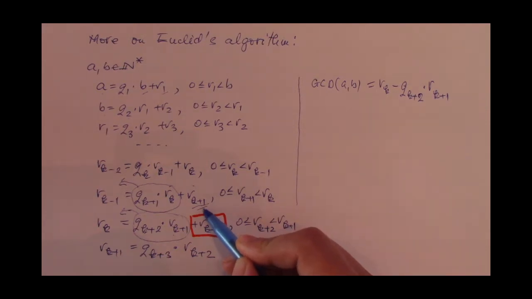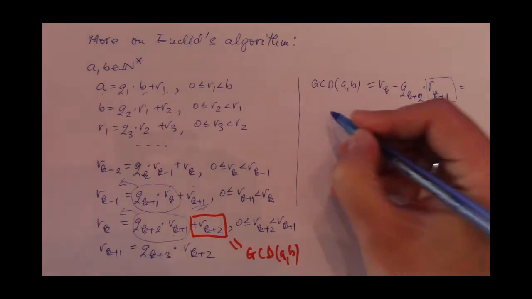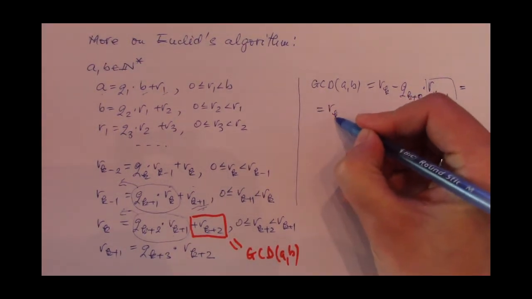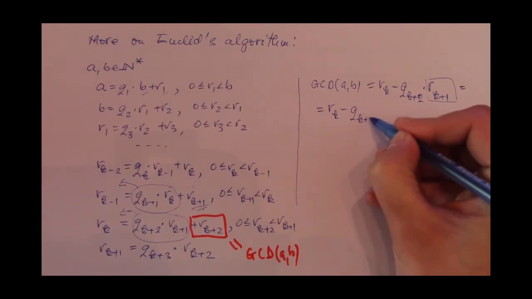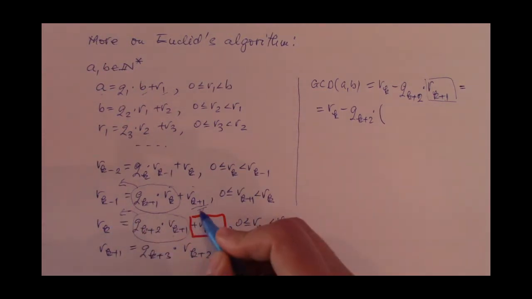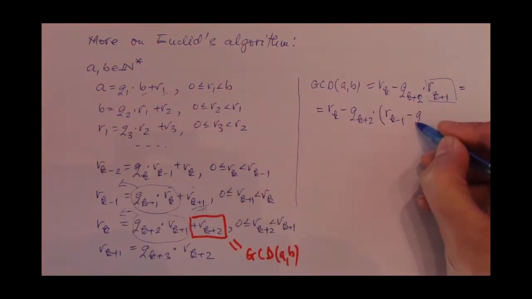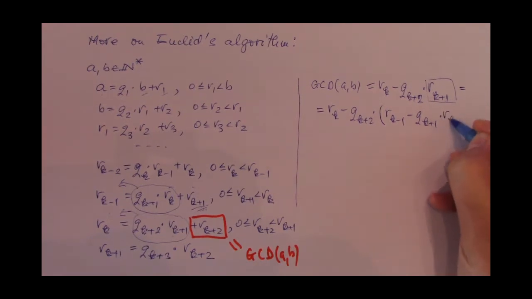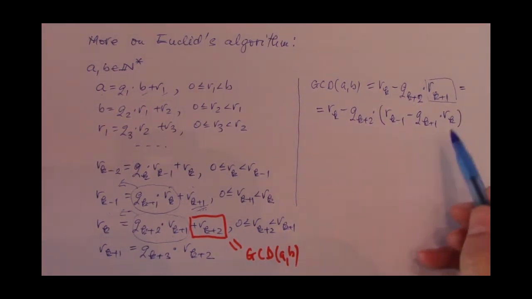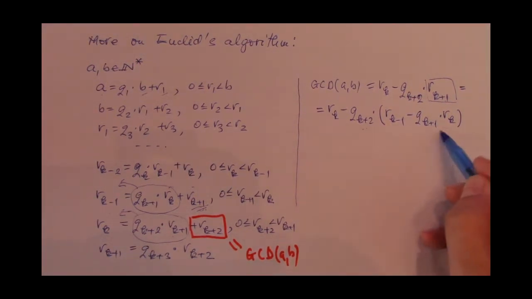And how about we replace that expression of rk plus 1 in here. So we are going to get this is equal to rk minus qk plus 2 times, and instead of writing rk plus 1, we get rk plus 1 from here. So instead of writing rk plus 1, we are going to write rk minus 1 minus qk plus 1 times rk. Again, just basic algebraic manipulation from one side of the equal sign to another side of the equal sign. Now let's break these brackets here.